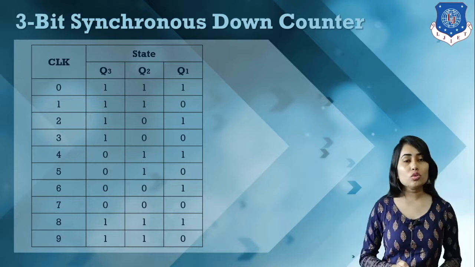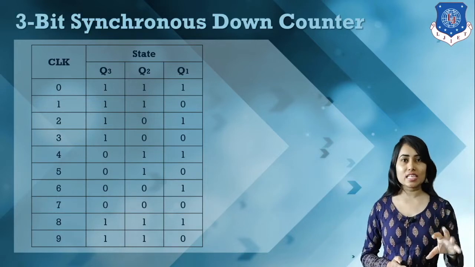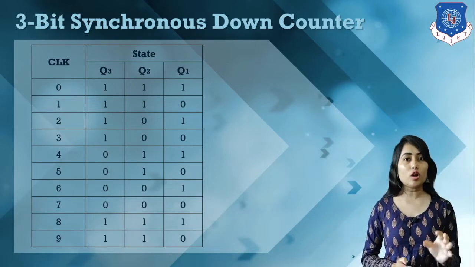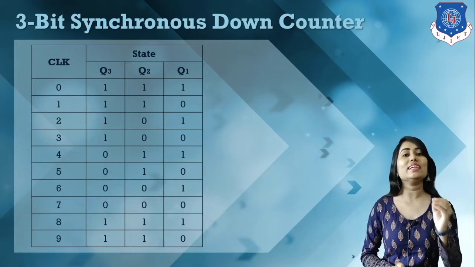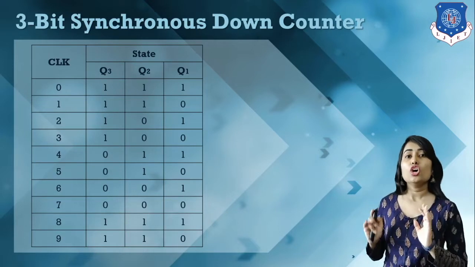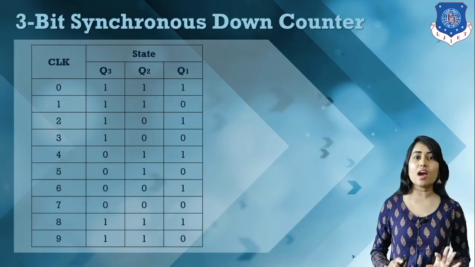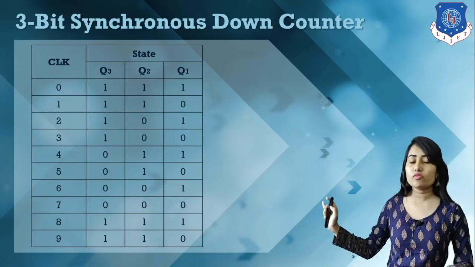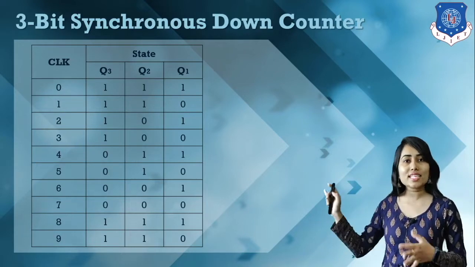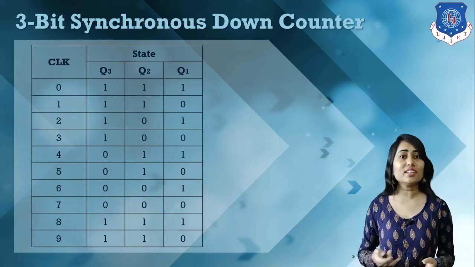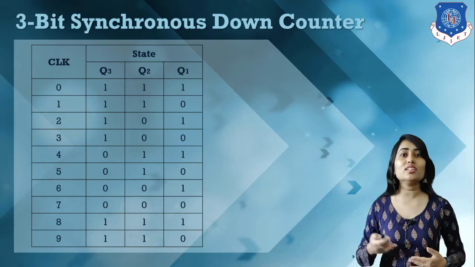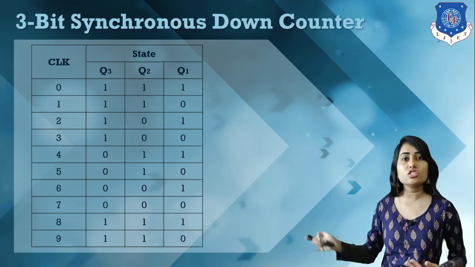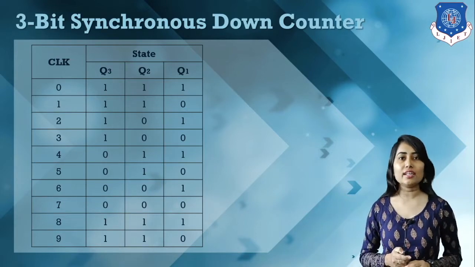Now this is our desired sequence. That means we want the output in such a manner that it counts in a downward direction. This is our desired output using 3 flip-flops. Now if we want this kind of output, what are the input equations, or what are the inputs for this kind of sequence? We have to calculate those values.